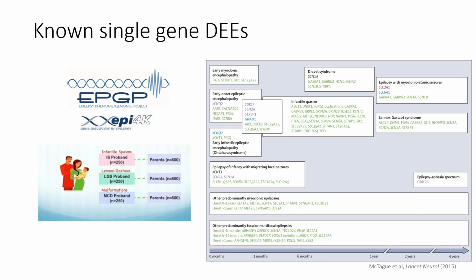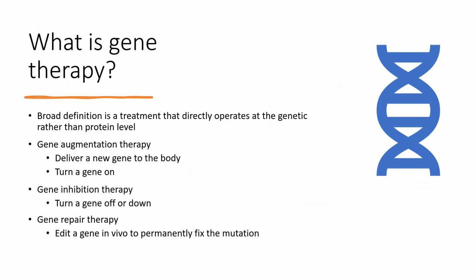We know within the single gene DEEs that it's been a very rich area due to pioneering work by many groups. I'm not going to belabor this slide, but it's important to know that for different syndromes, there are lists and lists of different genes emerging, but there is very clear clinical and genetic heterogeneity as well. So that's something to bear in mind when you are looking at the natural history of many of these disorders.